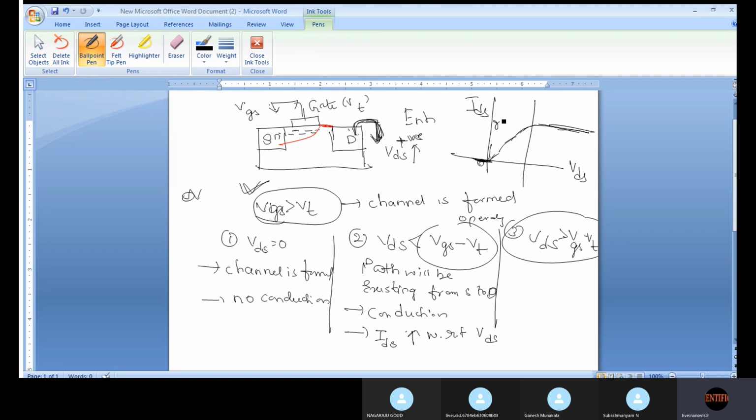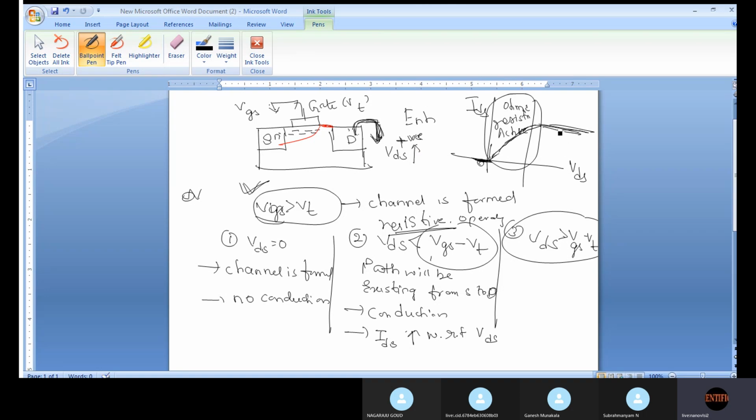Okay, this is called the resistive region. The second one is called the resistive region, or the ohmic region. You can call it the ohmic region or the resistive region, or else we can call it an active region. In the active region, the current will increase with respect to the voltage.